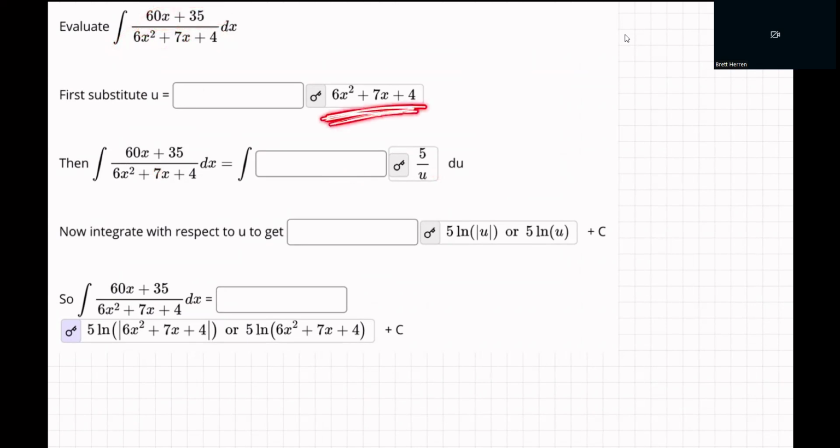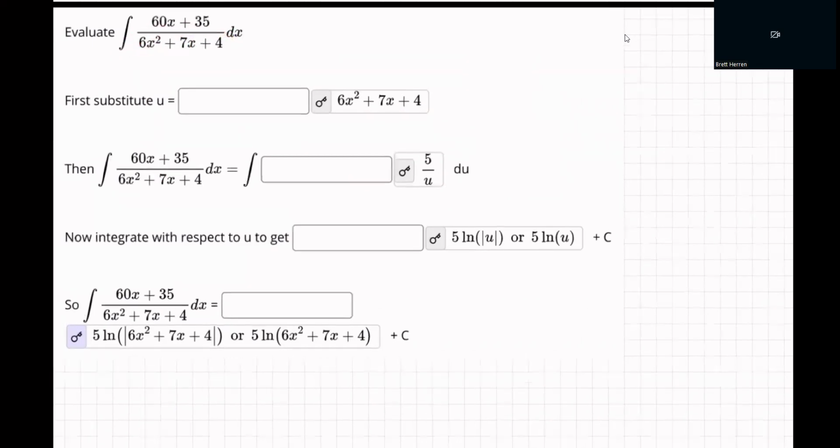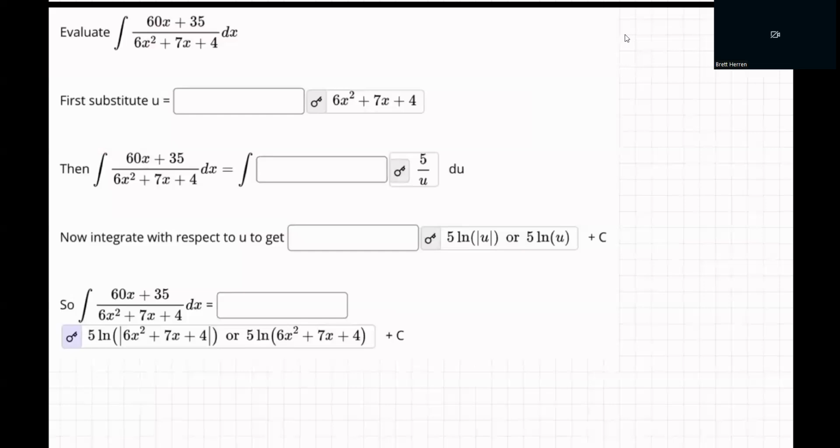So there we go. There's what you're going to let u be. They've written it right there for you. You're going to let u be that whole denominator. Then this integral is transformed. How so? Well, because now this whole denominator is just u right there. u equals that, right? All right, so let me write that over here. u equals 6x squared plus 7x plus 4.